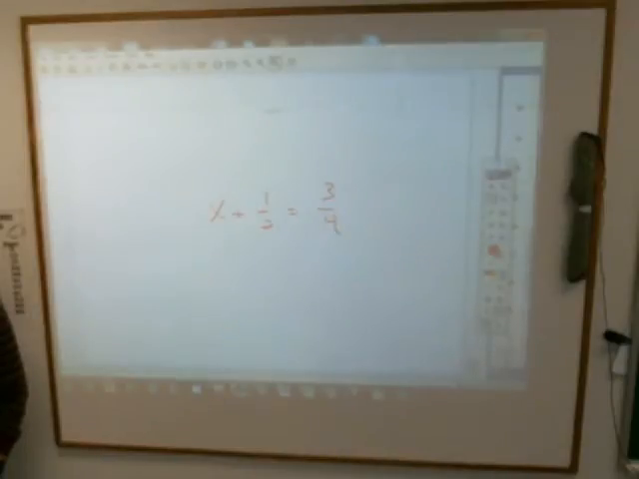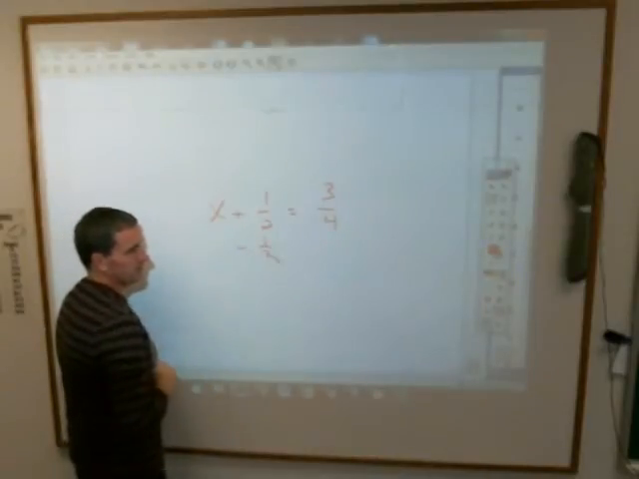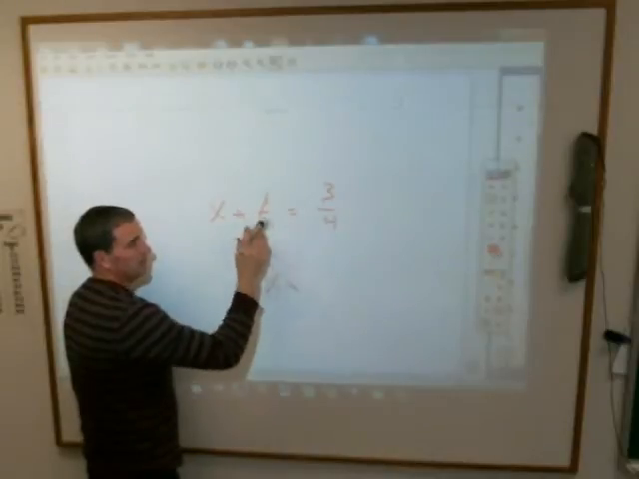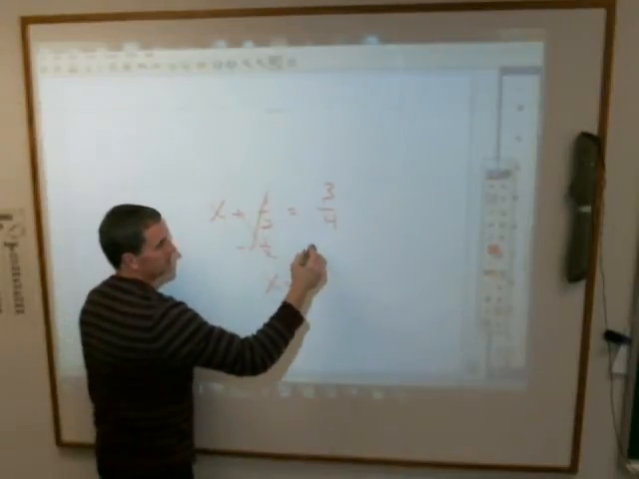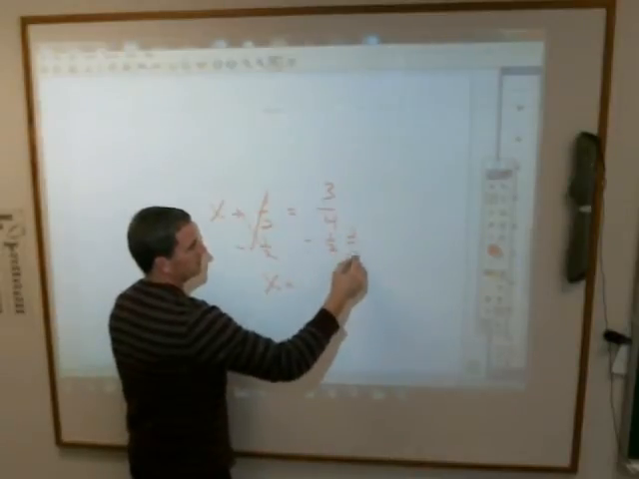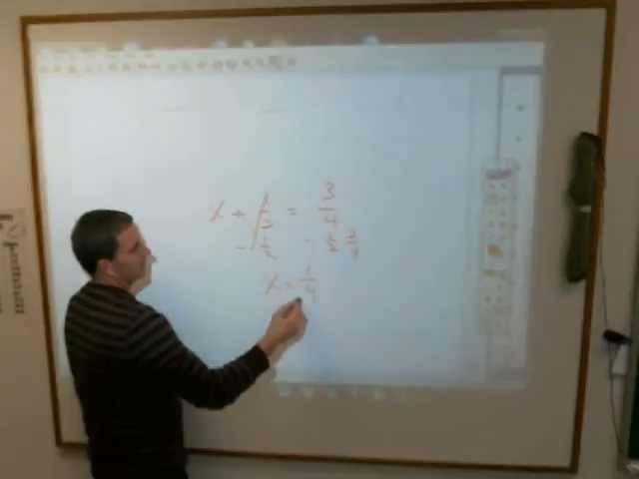What's the opposite of adding? By subtracting. By subtracting a half. See, if this is plus, you are going to minus to get rid of it. Half minus a half goes away. But what I do to this side, I have to do to that side, so I subtract a half from this, which means I change to common denominators. 3/4 minus 2/4 is 1/4.